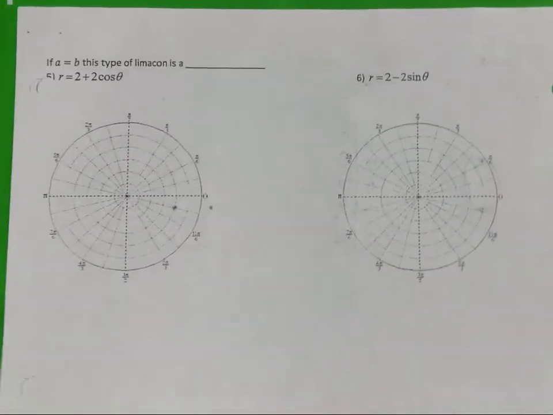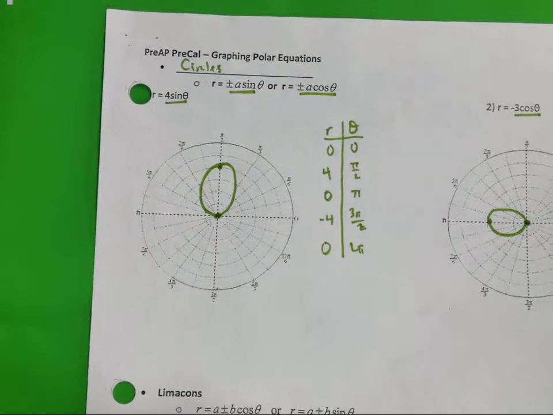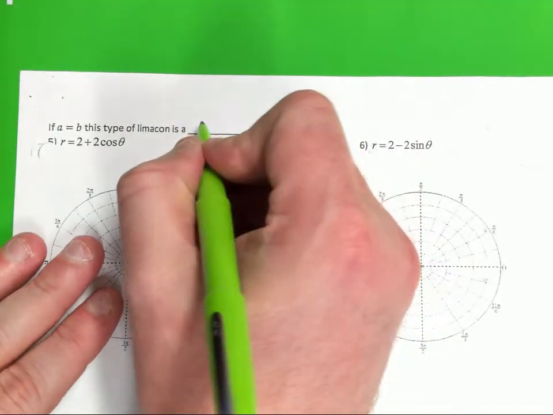All right. Now let's look at what if A and B are the same absolute value. This type of limaçon has a more specific name. Now this is just a limaçon with an inner loop. This is called a cardioid.